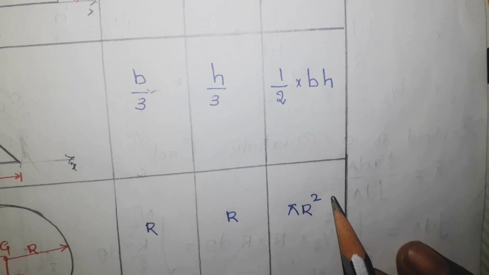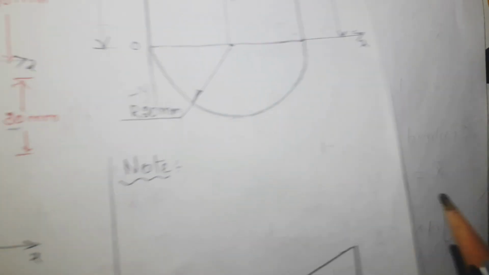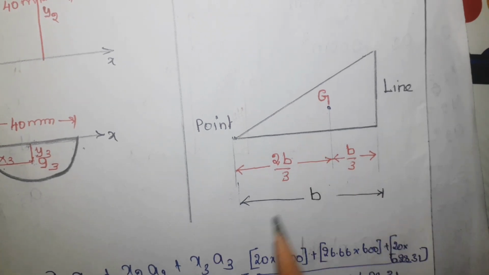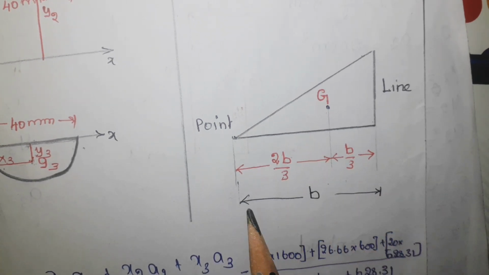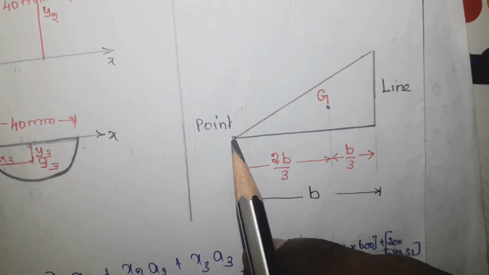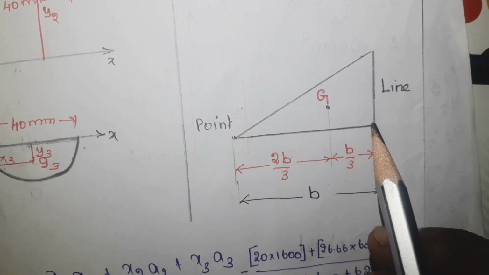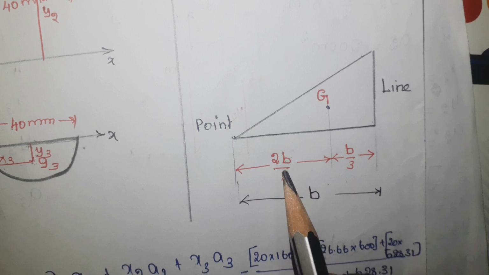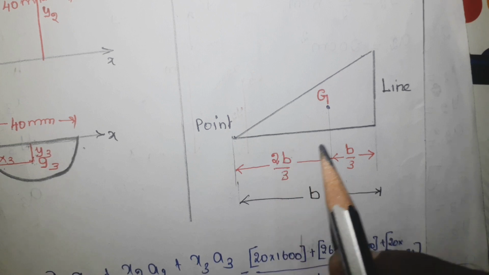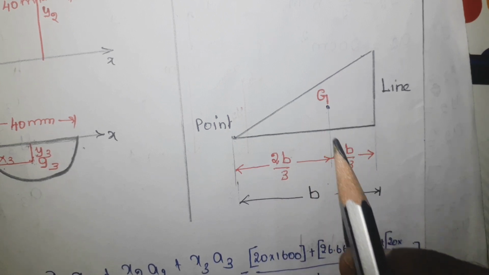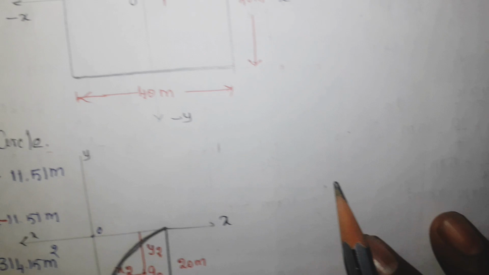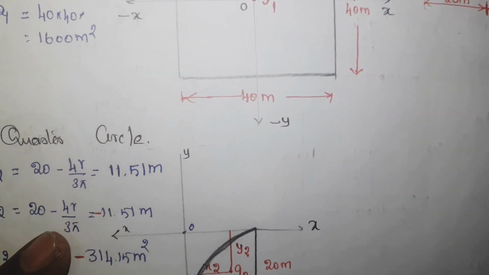When you deal with the triangle, you have to be aware of one more step. I already discussed it in my previous problem. Let me take a triangle where this is the side of the triangle, b. This end is the point end and this is the line end. Now the distance between the point end and G is 2b by 3, and the line end to the G is b by 3. You have to be aware of this.